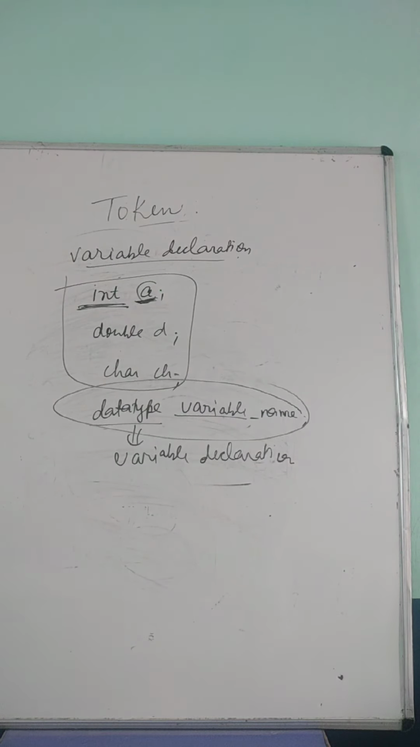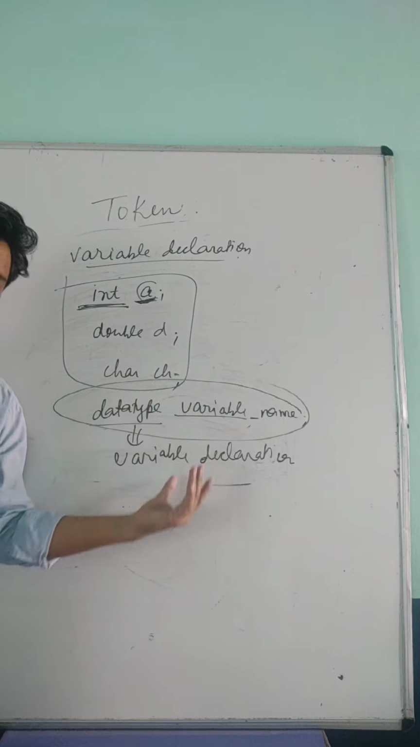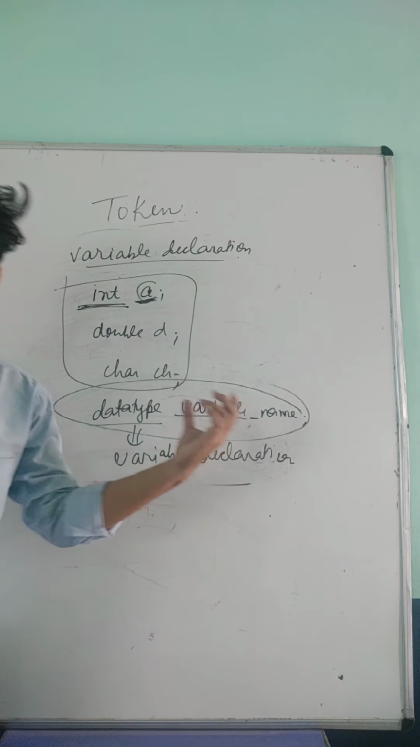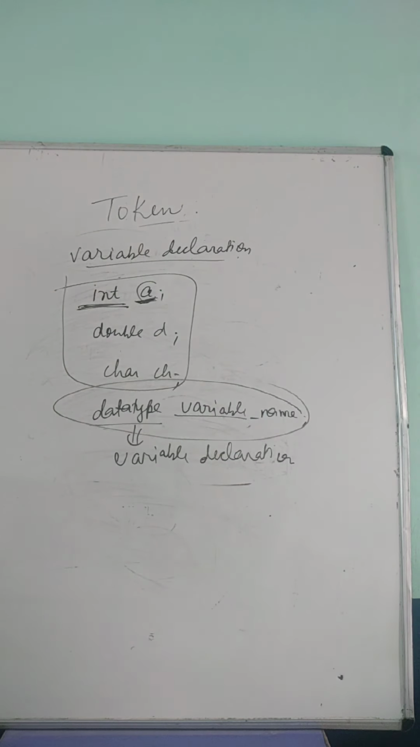Int a, double d, char ch: this is called our variable declaration. First we have to write the data type, which type of value I want to use. Second is the variable name, that means in which variable, in which identifier, I am holding the value. That name is called the variable name. So this is our variable declaration.